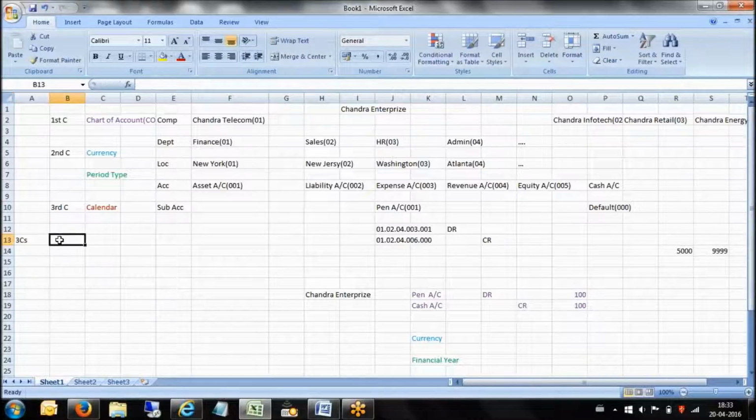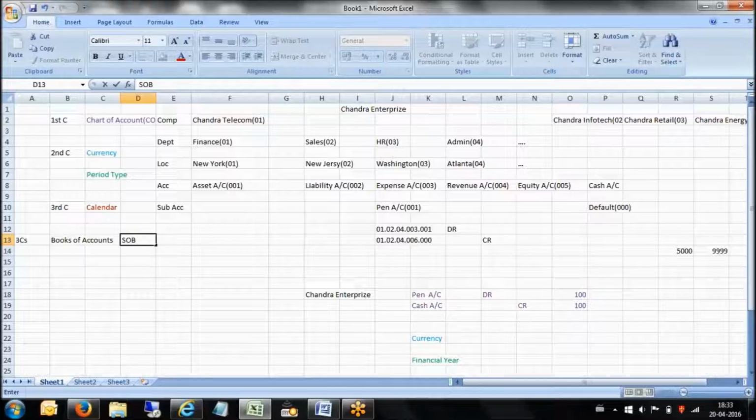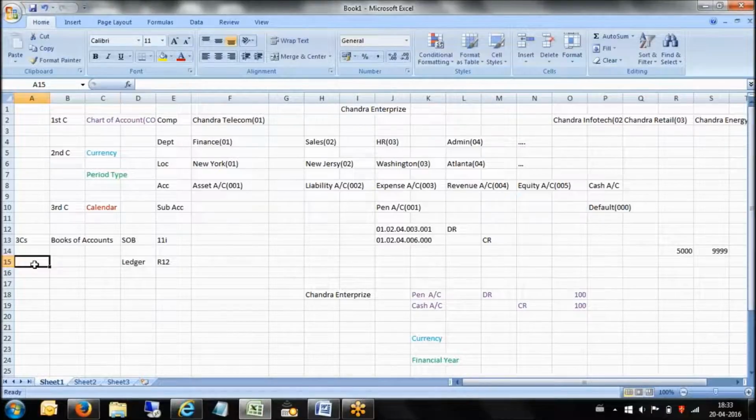we define something called books of accounts. In business, we call it books of accounts. In Oracle applications, we call it SOB in 11i. In release 12, we call it ledger. Ledger is made up of 4 C's.